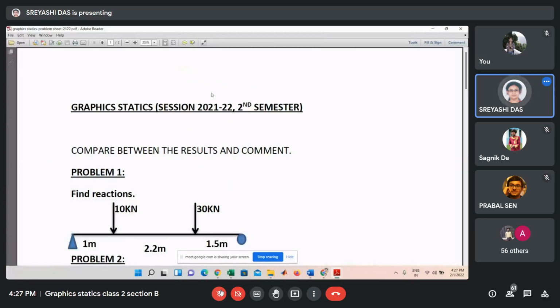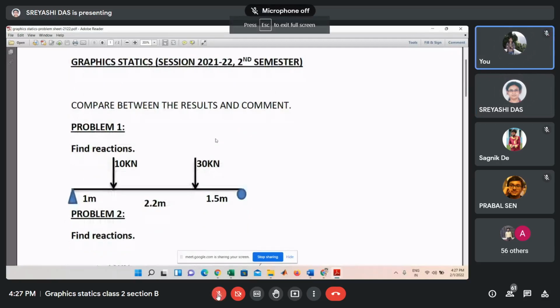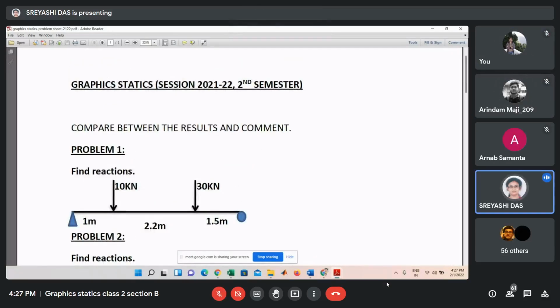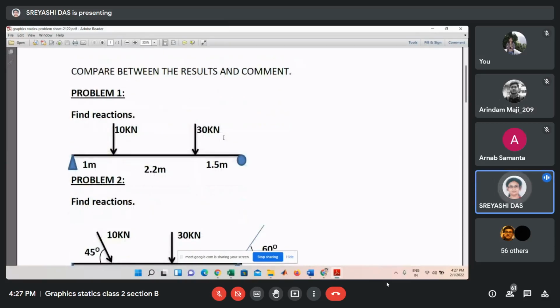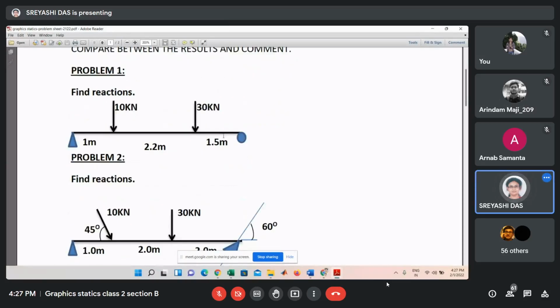You can see the PDF file. So this is the graphic statics session 2021-22 second semester. Please do these problems. This is problem 1, a beam structure subjected to vertical loads. This will be your assignment problem, because you have to do this and we will check all these problems.